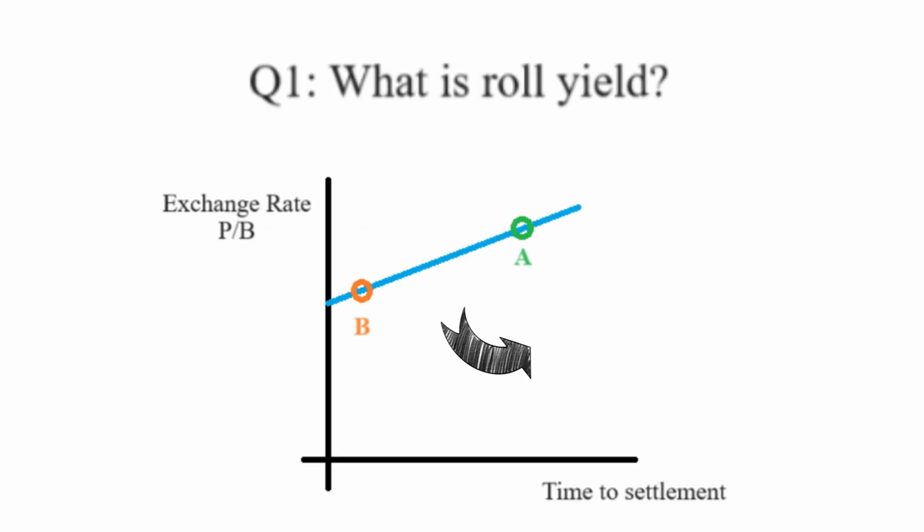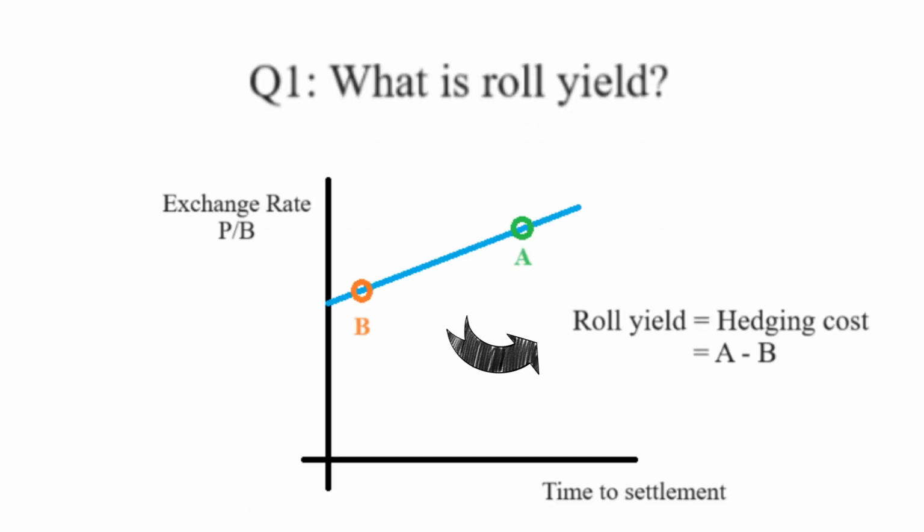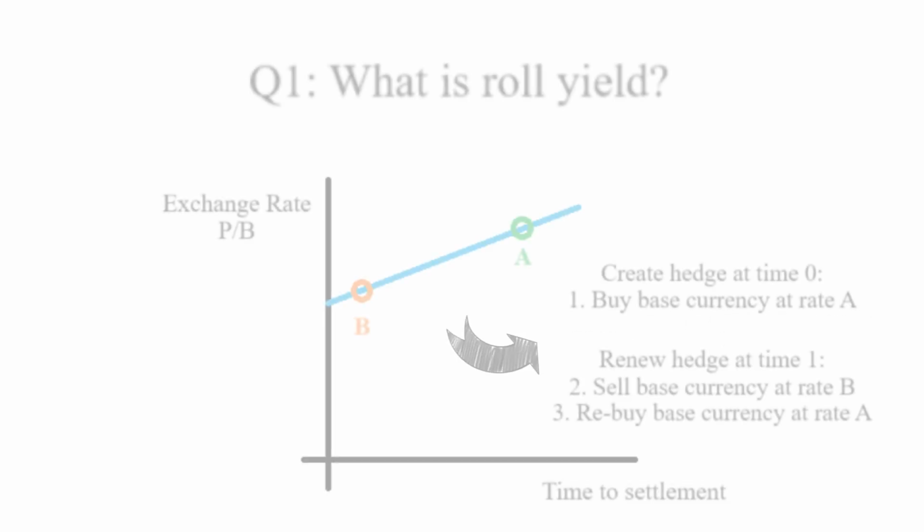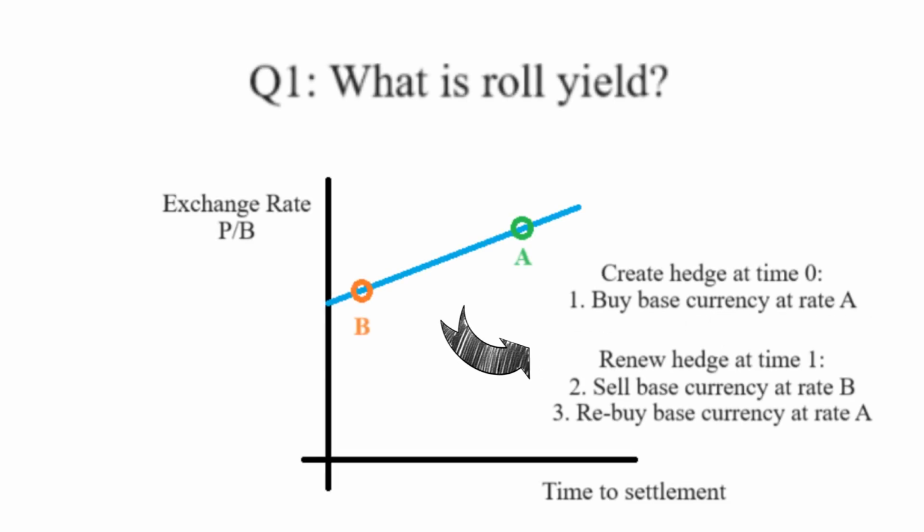Roll yield is the cost of hedging a currency exposure. It is the difference between the forward exchange rate at point A and the spot exchange rate at point B. In other words, if the investor needs to buy the base currency at the forward rate A for hedging purpose, he will have to sell the base currency at a less favorable rate B when the contract expires at time 1. So, in order to renew the hedge at each contract expiry date, the investor keeps on buying expensive and selling cheap. This is a cost, called the roll yield.